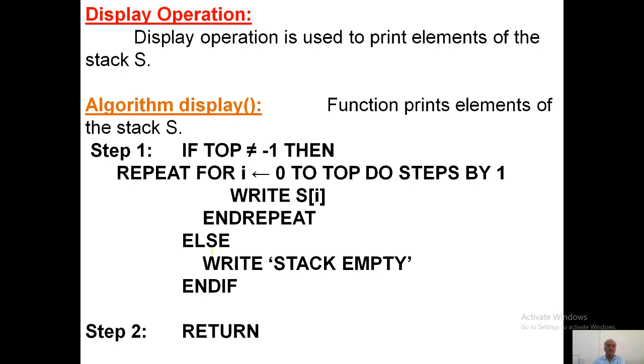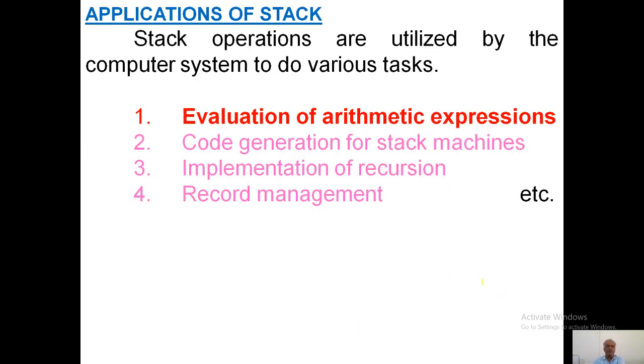Last one is the display operation. The display operation is used to print the elements which are in the stack. You need to print all the elements from the 0th location to the n-1 location. Repeat for i equal to 0 up to top, and do step 1. If no elements are in the stack, then there is no need to print. This is the algorithm for displaying all the elements.